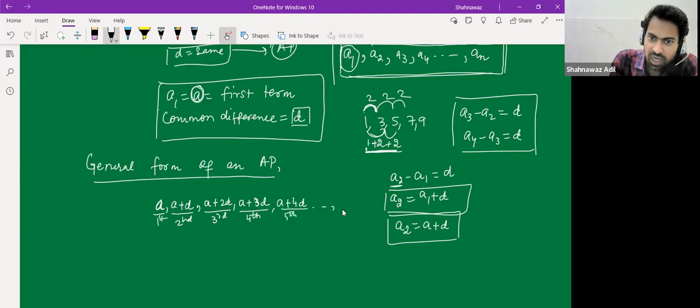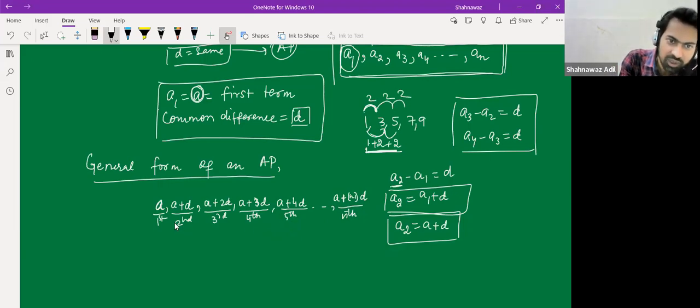And now you guys tell me, if I calculate the nth term, so this would be how much? What would be here? It will be n minus 1. Right? Did you understand, guys?